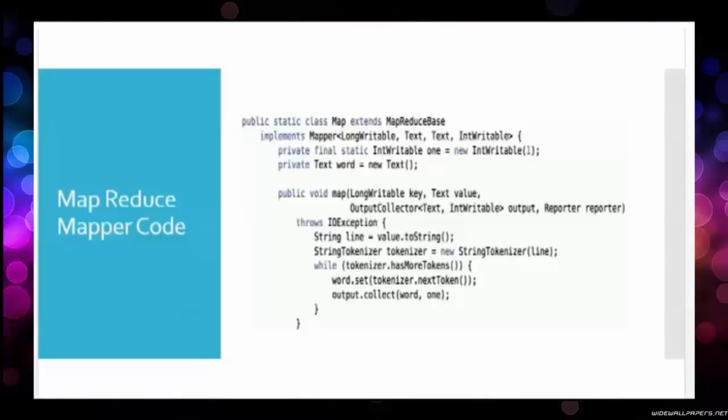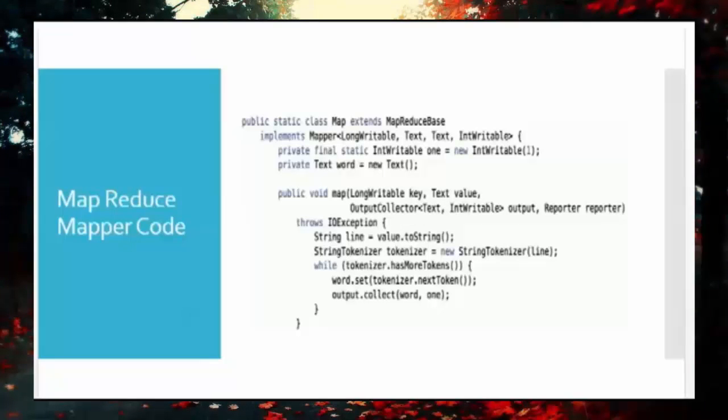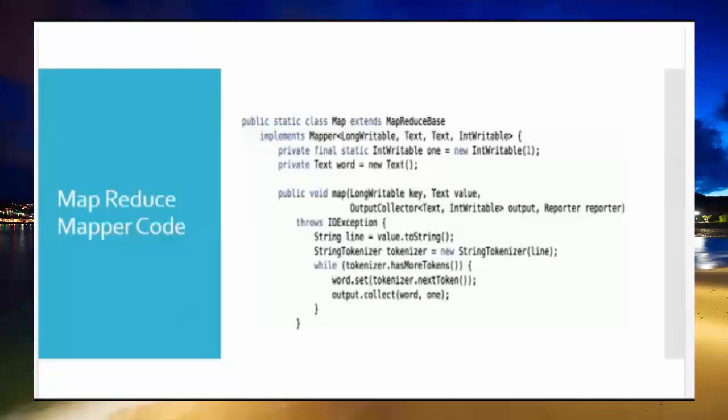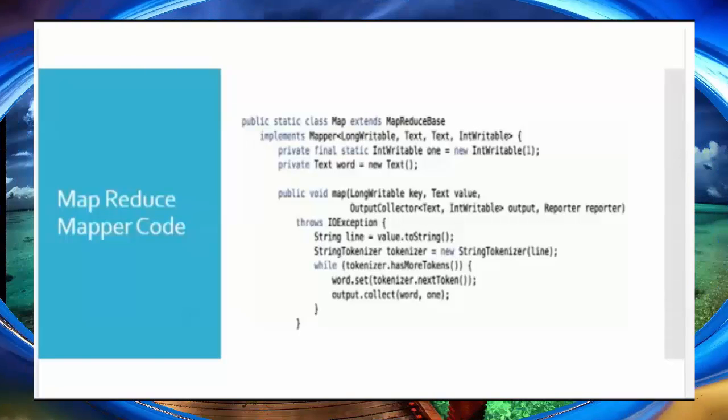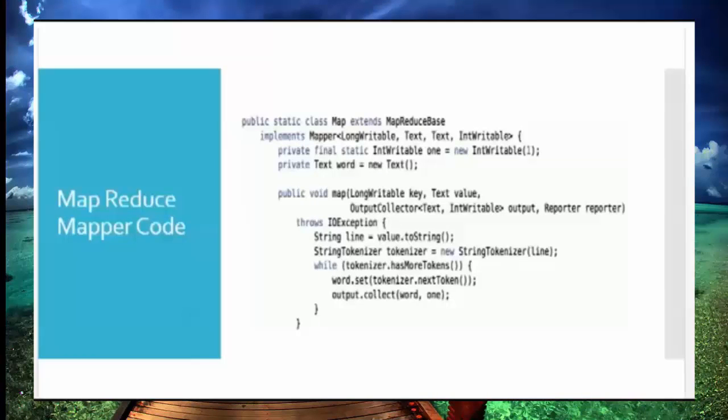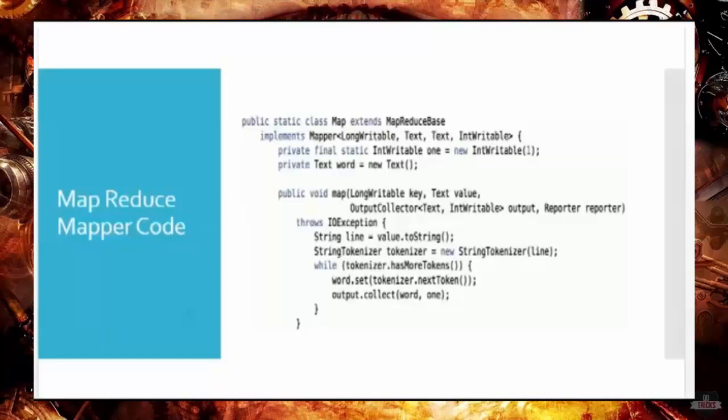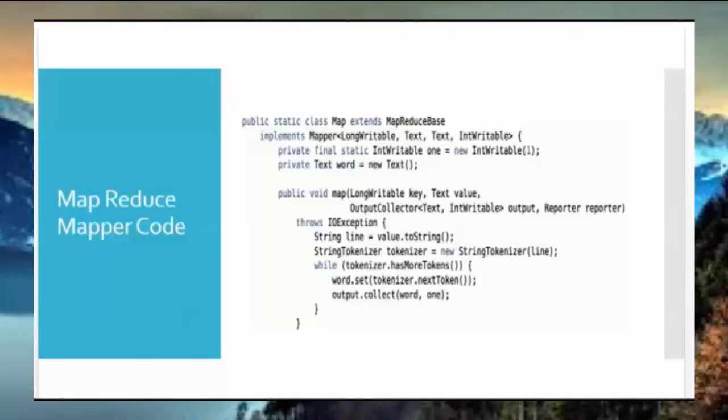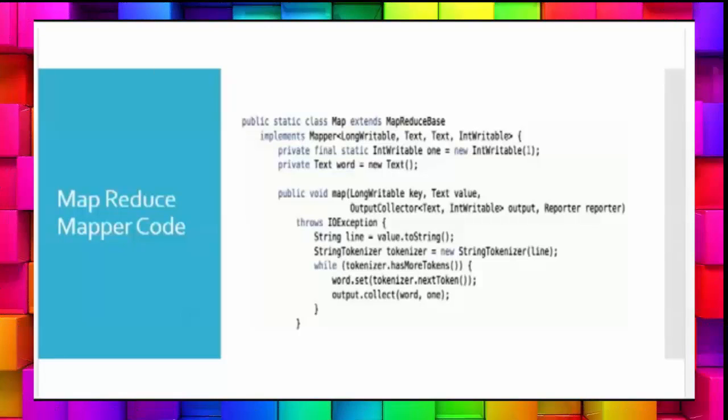Now, if the default method of breaking down lines into words is adequate for your business case, you can just use a StringTokenizer. But many times in production situations, you have to extend or perhaps replace it because of either performance or the logic isn't exactly what you're looking for. Maybe you have foreign characters, maybe you have some considerations that the default StringTokenizer doesn't take into account. Then you have a while loop. While the tokenizer has more tokens, take the word and set it to the next token, and then collect in the output collector the word and 1.